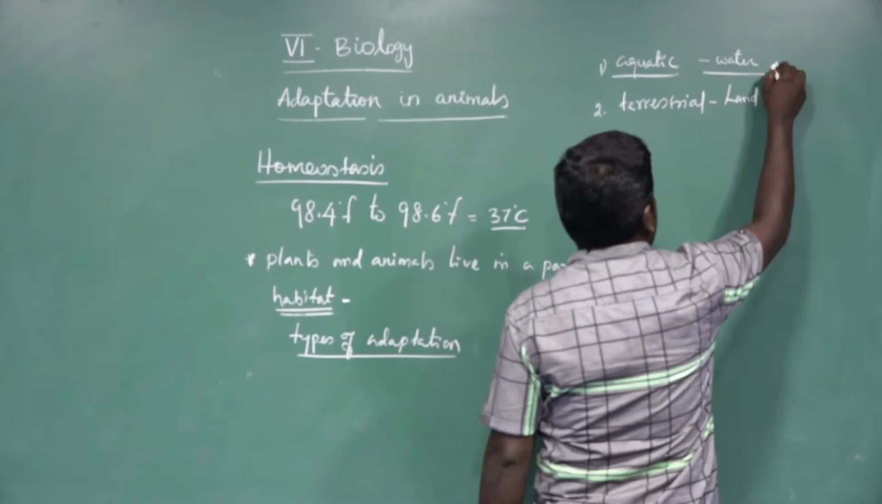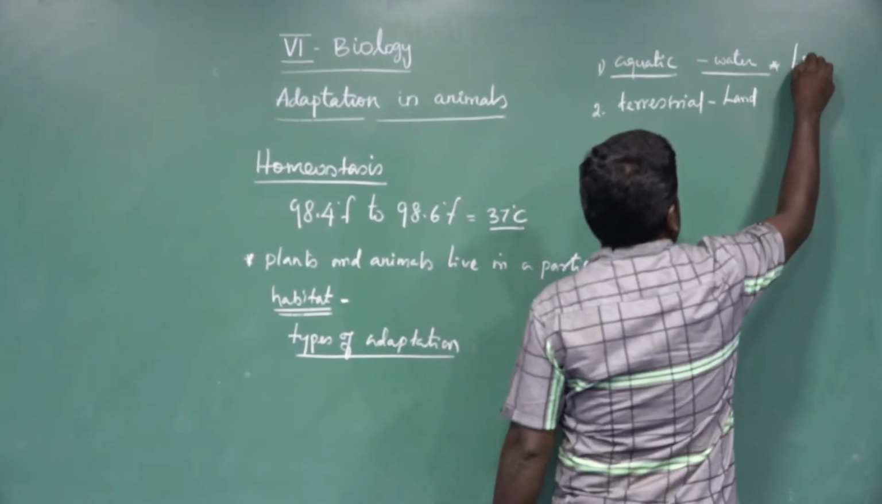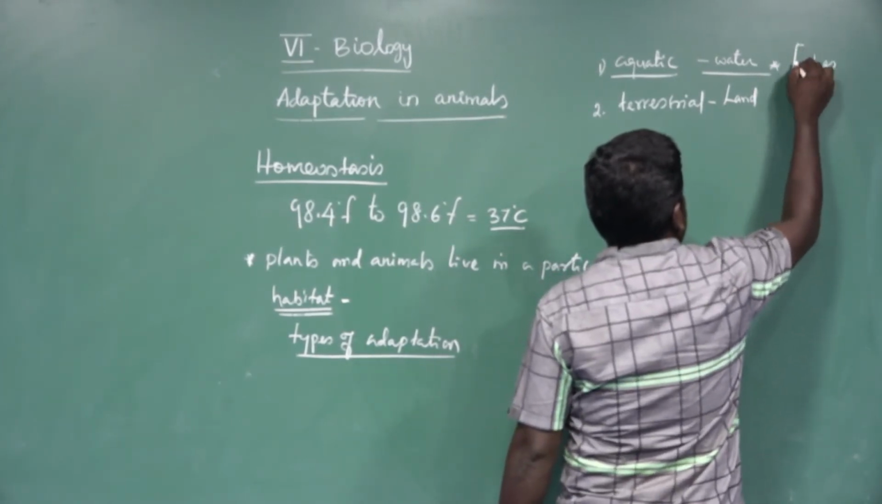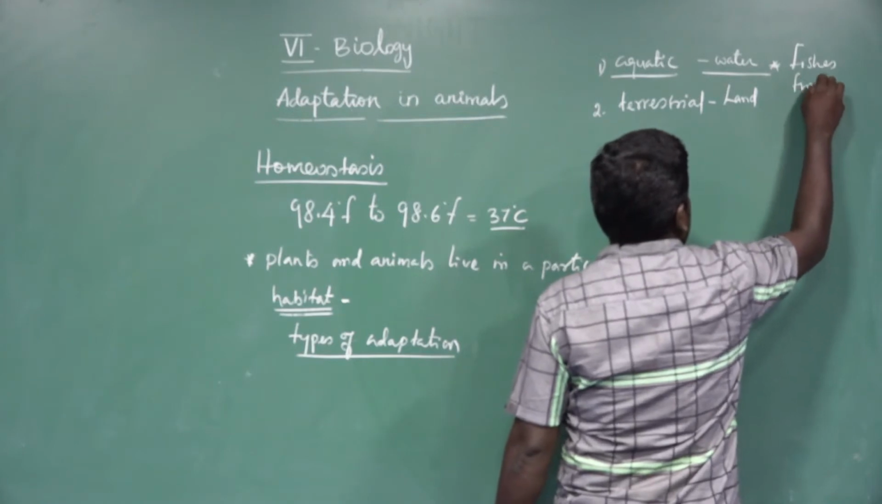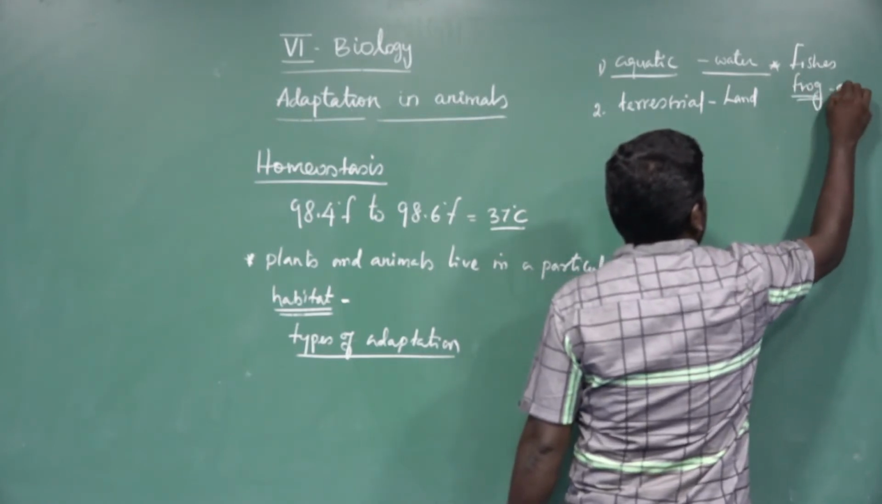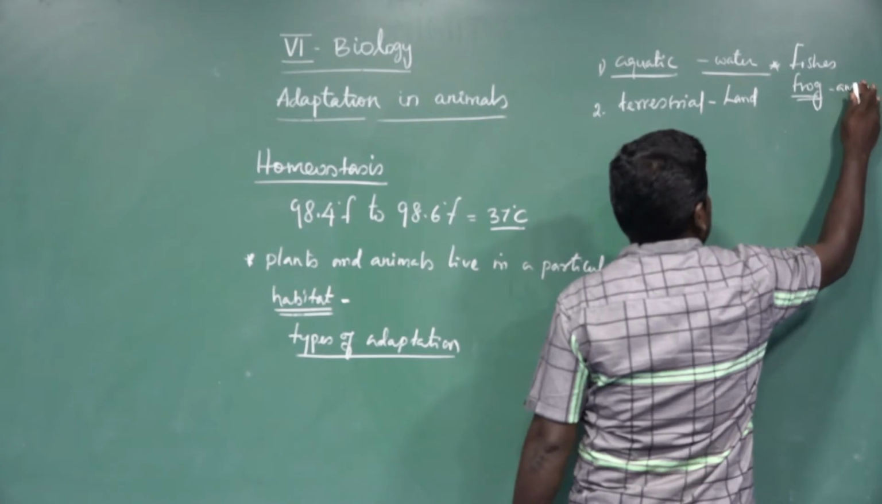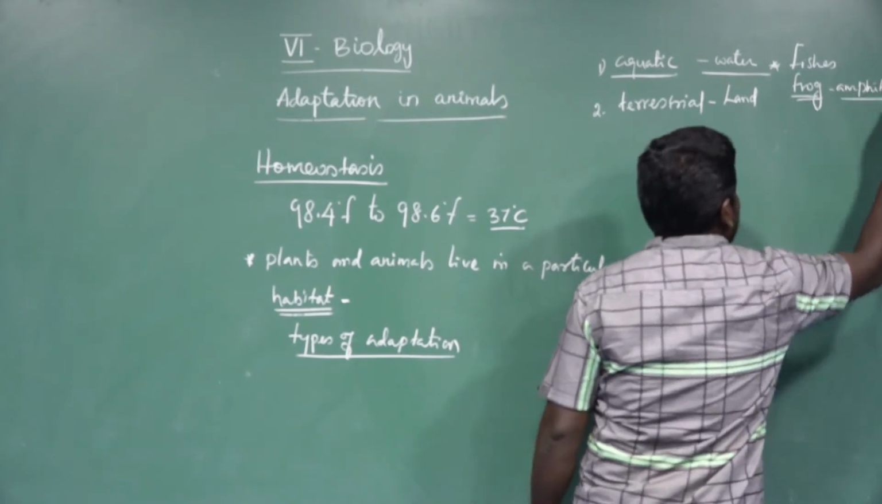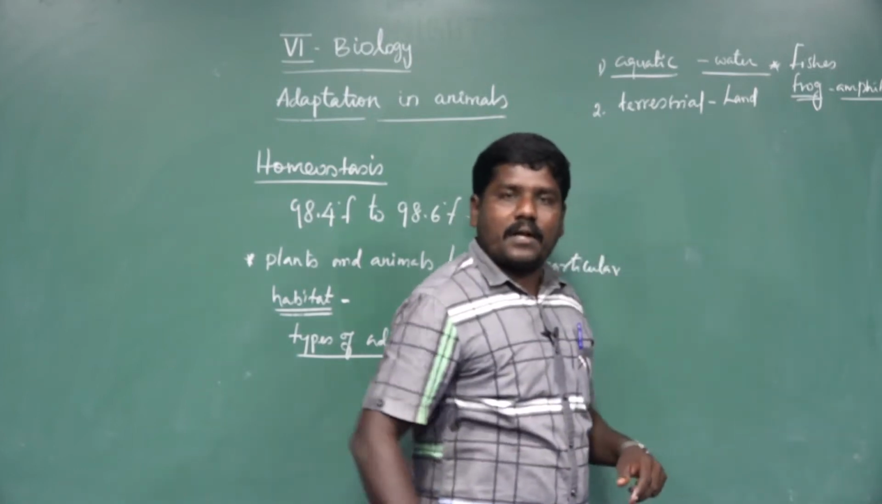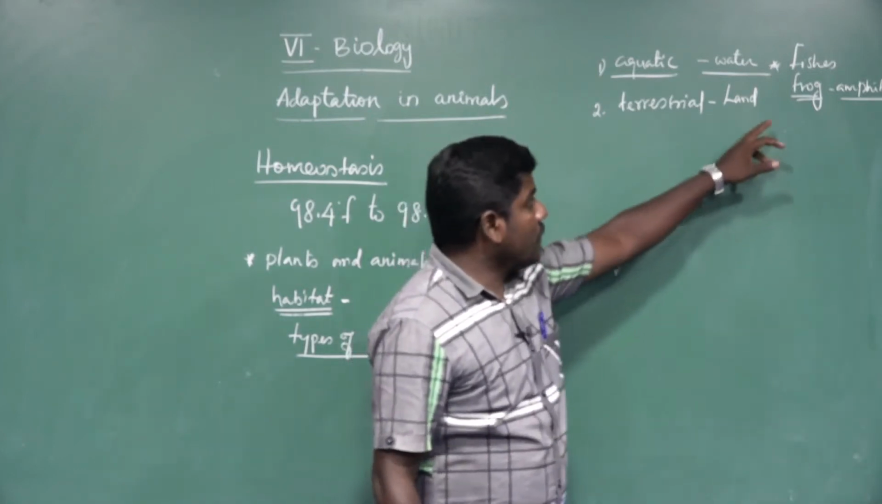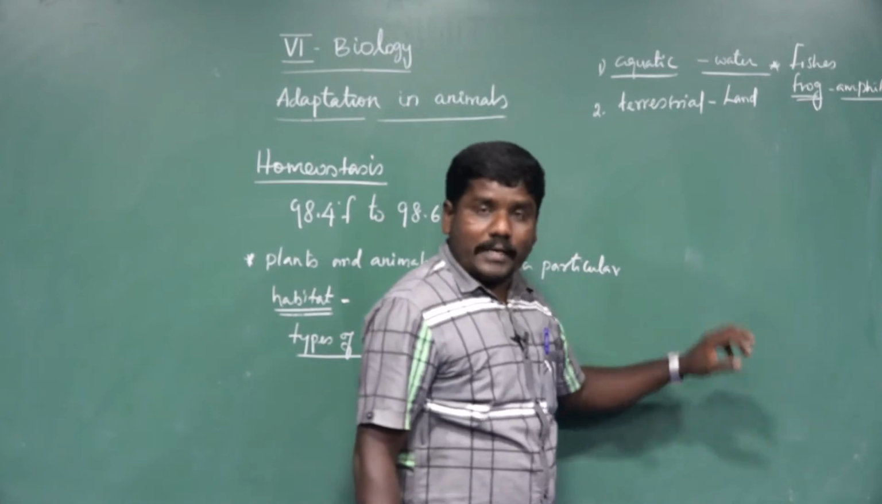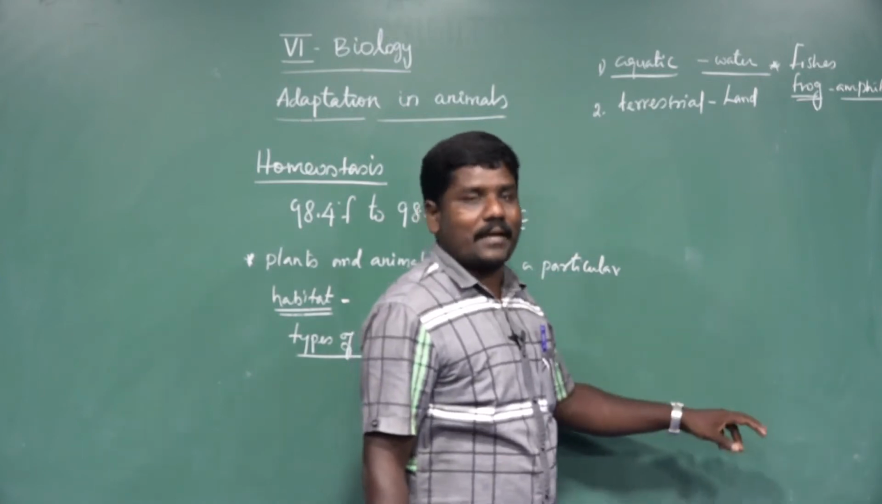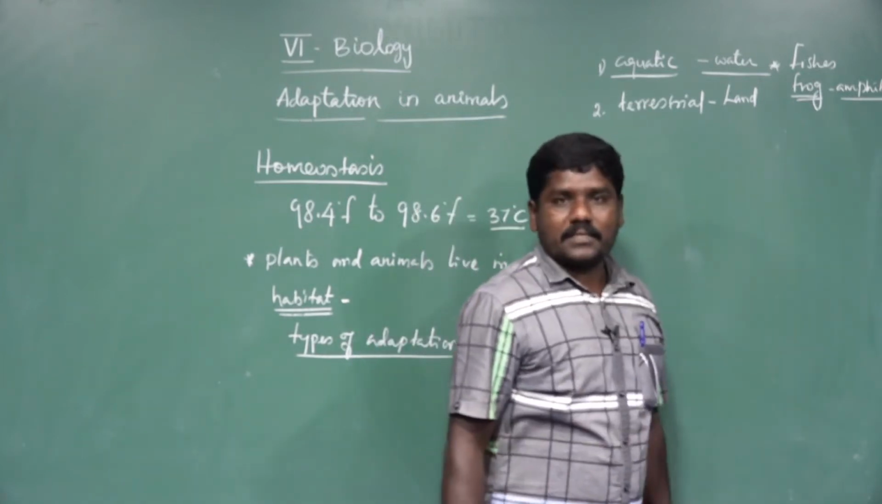Examples of aquatic adaptation animals are fishes and frog. A frog is an amphibian. Why is a frog called an amphibian? The frog lives in both water and land, so they are commonly called amphibians.